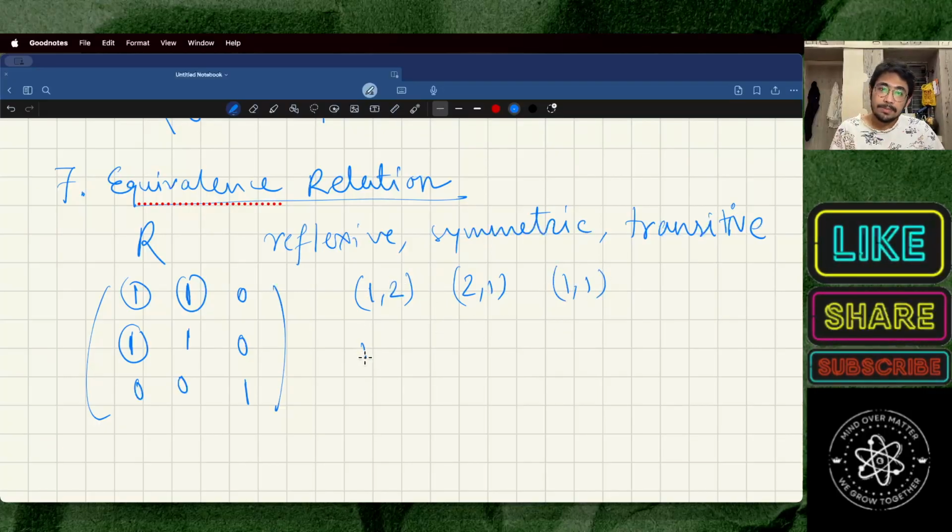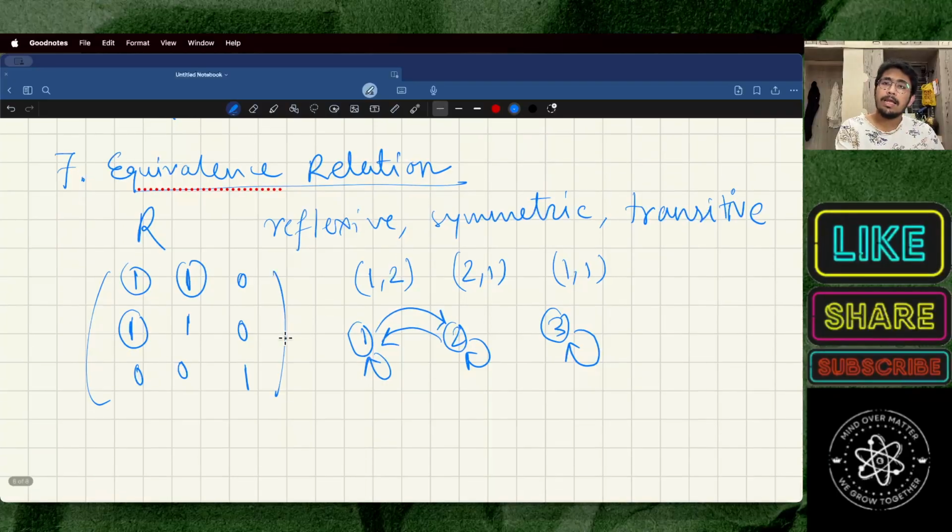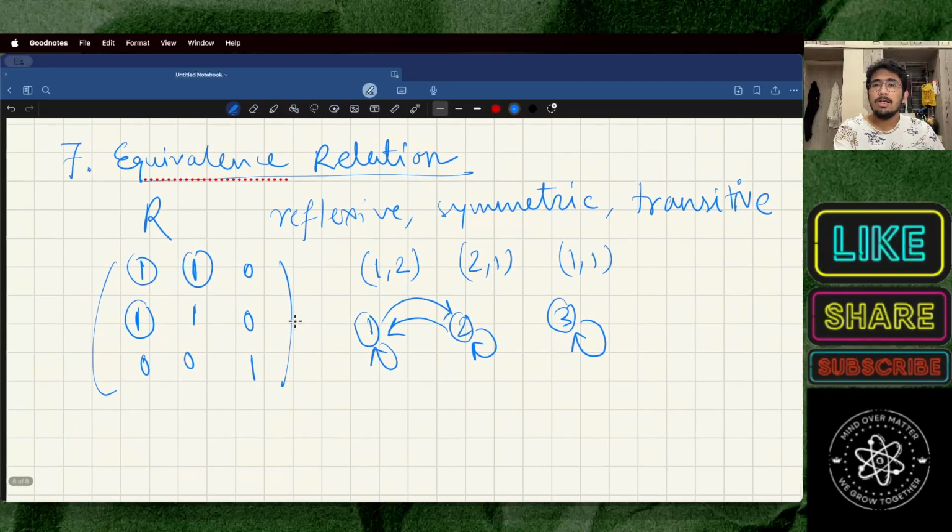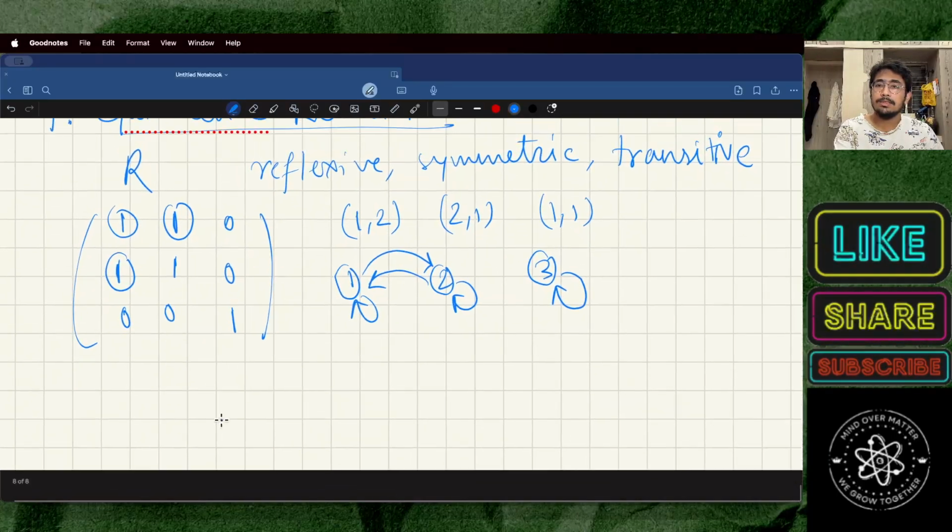So in digraph representation, this looks like this. 3 is related to 3 itself, 2 is related to 2, 1 is related to 1, 1 is also related to 2, and 2 is also related to 1. Another example of an equivalence relation is this one.